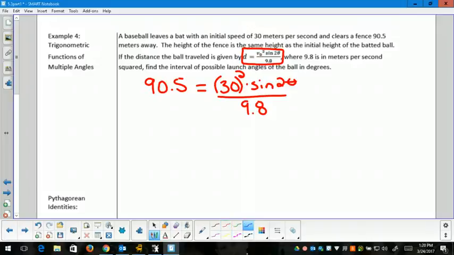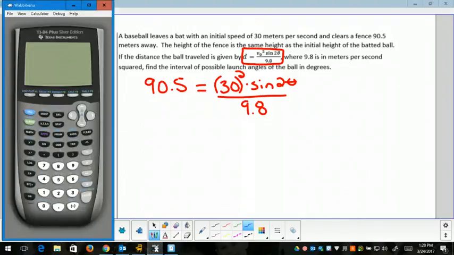When you get to story problems that have a formula, sometimes it involves more than just the formula, but right now we're just going to plug stuff in and solve. It's like having x squared, right? You have to get that term by itself first. What am I going to do first? Multiply by 9.8. We're going to multiply both sides by 9.8 to clear that denominator.